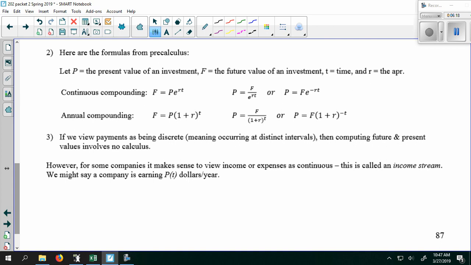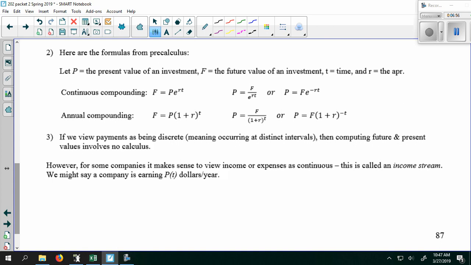Okay, so here are the formulas from a pre-calculus course. If P is the present value of an investment, F is the future value of an investment, T is time, and R is the APR, the interest rate. So for continuous compounding, F is P e to the RT. This is what we've been using. Future value is present value times e to the RT. And then you just solve this equation for P to get an equation for present value. So present value is F over e to the RT or F times e to the negative RT, because you just take that from the denominator and move it up, make the exponent negative.